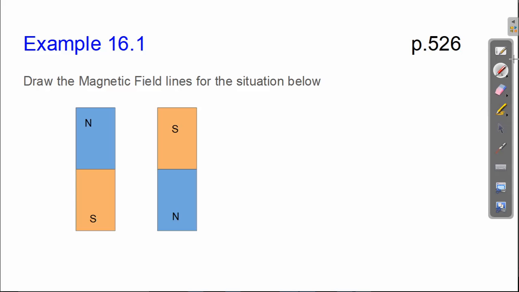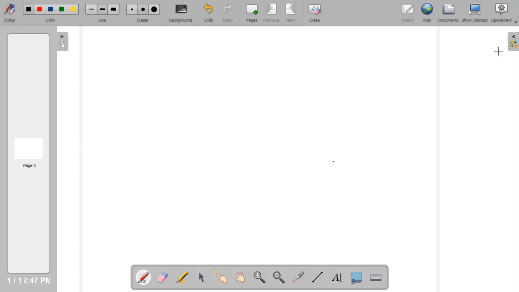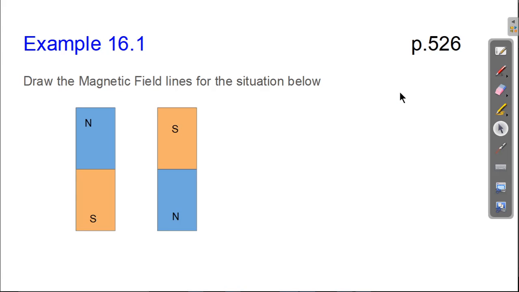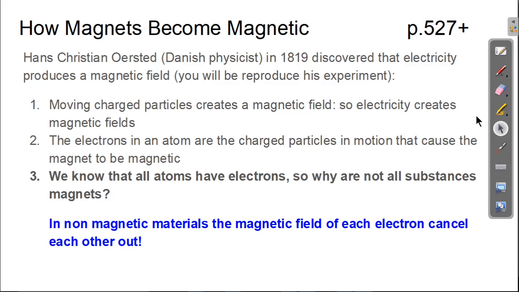Let me go and try to change my cursor and see if I can move forward. No, I don't want that. Let's see if I can go back and now move it. Yep. Okay.